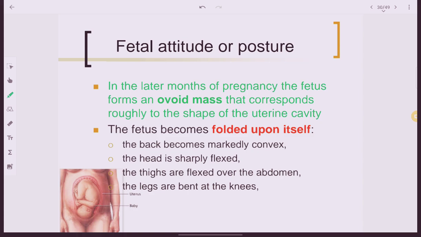The back becomes markedly convex. The head is sharply flexed. The thighs are flexed over the abdomen, and the legs are bent at the knees.